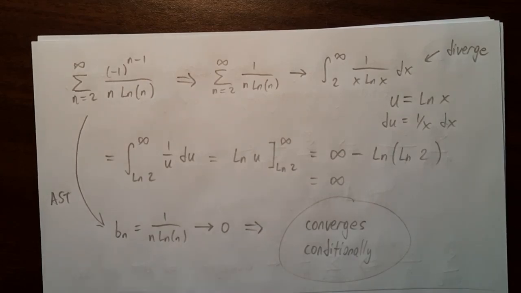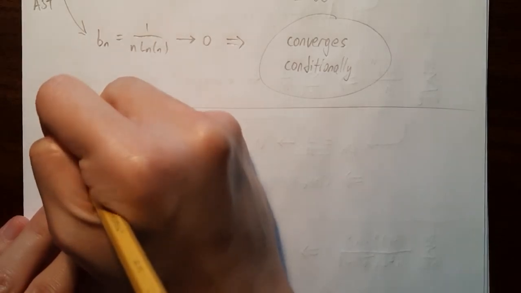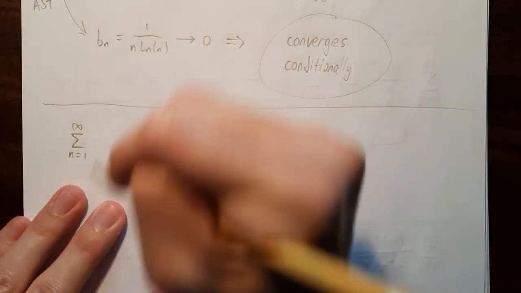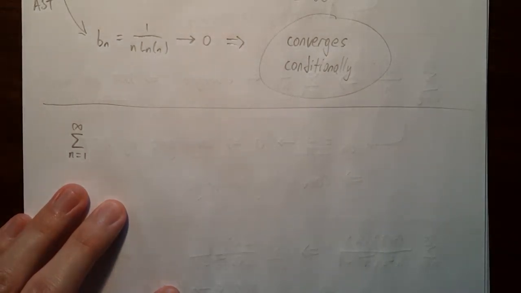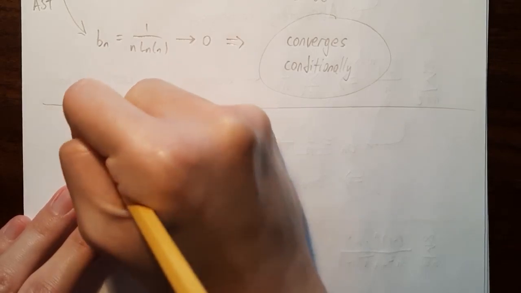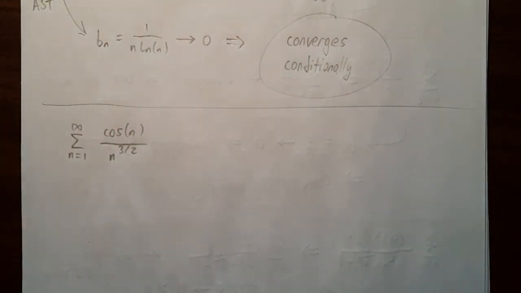All right, so I've saved the best for last, as I always do. Best is a relative term. All right, the sum from n equals 1 to infinity of cosine of n divided by n to the power 3 over 2, 3 halves.